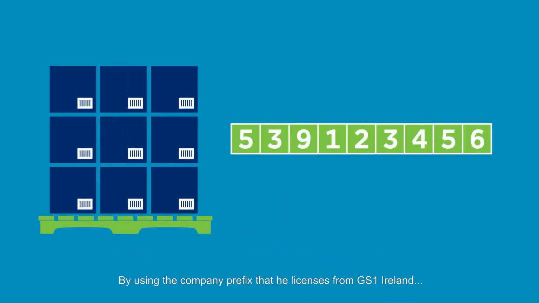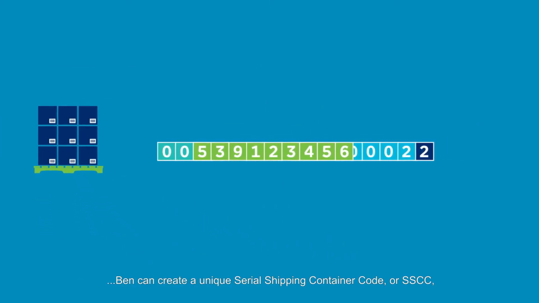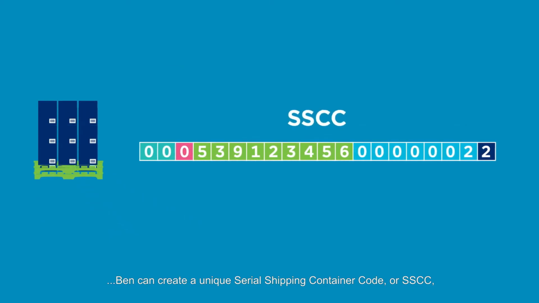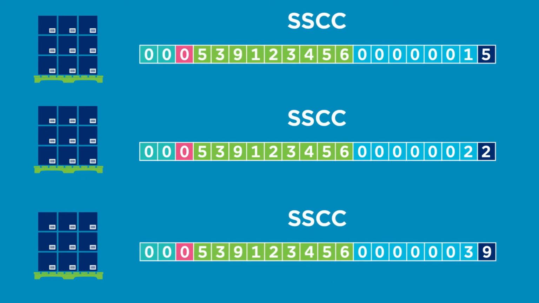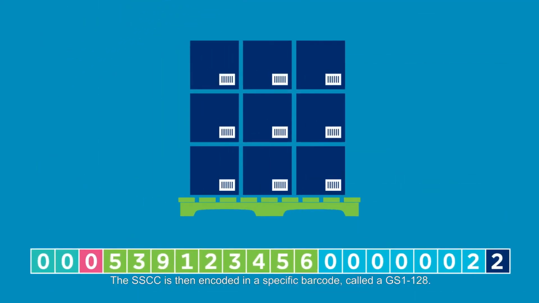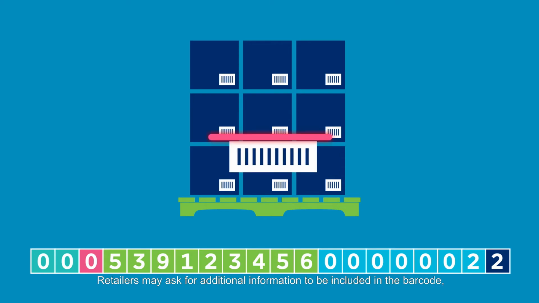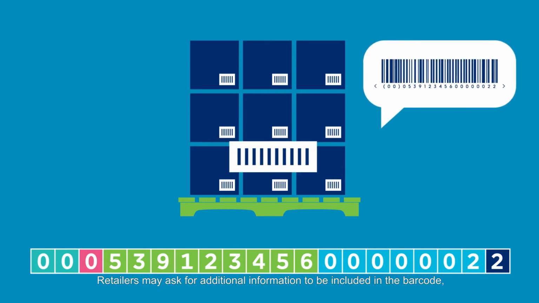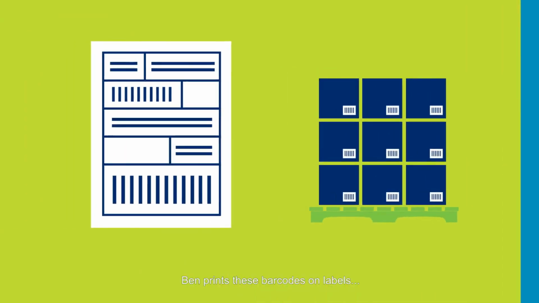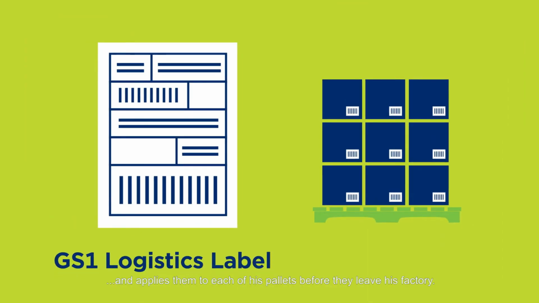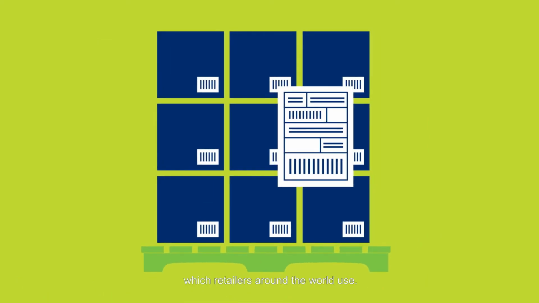By using the company prefix that he licenses from GS1 Ireland, Ben can create a unique serial shipping container code, or SSCC, for each one of his pallets. The SSCC is then encoded in a specific barcode called a GS1 128. Retailers may ask for additional information to be included in the barcode, such as batch numbers and expiry dates. Ben prints these barcodes on labels and applies them to each of his pallets before they leave his factory. There's a standard format for these labels, called a GS1 logistics label, which retailers around the world use.